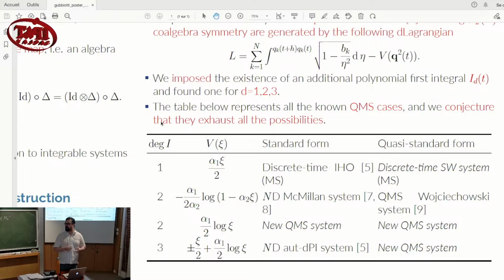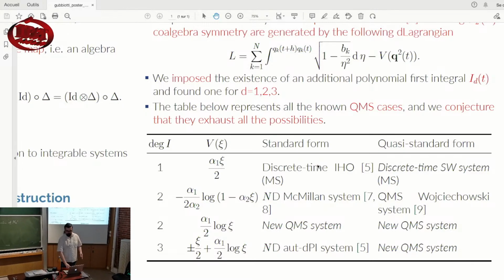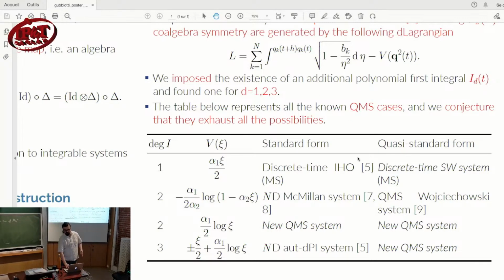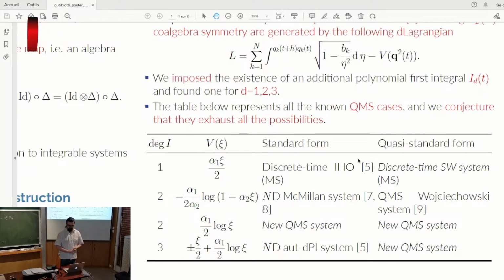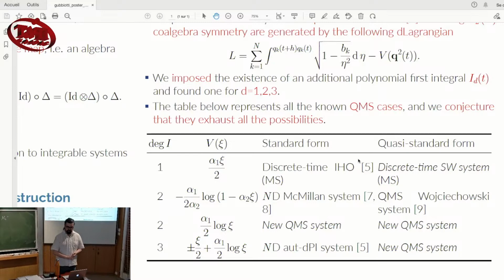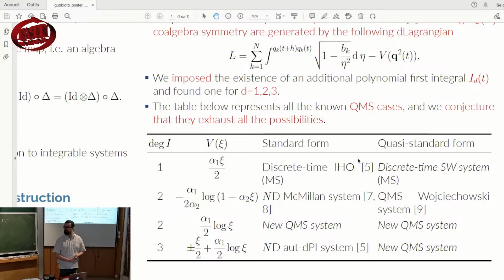I think that our nicest finding is that for this potential, which is wrong because it should be squared, alpha 1 squared over 2, in standard form, that means that these b_k are equal to 0. We simply get a very simple system, which is just a discrete isotropic harmonic oscillator. But if these b's are different from 0, then we get a discrete version of the n-dimensional Smorodinsky-Winternitz system, which was something that was remarkably absent from the literature.